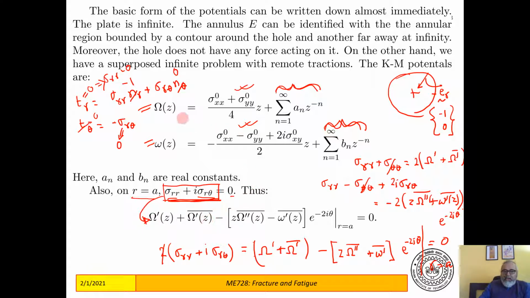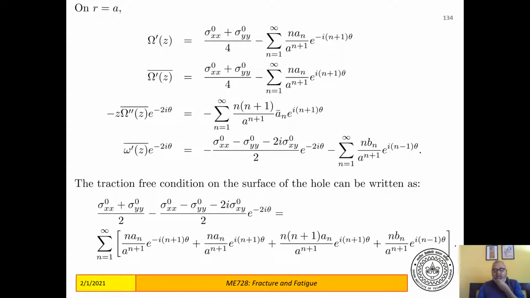So now I have the potentials, I have the boundary condition. I'm going to plug this into this and then try to find out these unknown constants. This is what we have done. On r equal to a, we will one by one evaluate each of these functions. So omega prime z, you can do the evaluations yourself. This will contain powers of minus n plus 1 i. This will be plus n plus 1 i. This will be plus n plus 1 i, and this will contain n minus 1 i. So now these are the four terms that contain these summations.